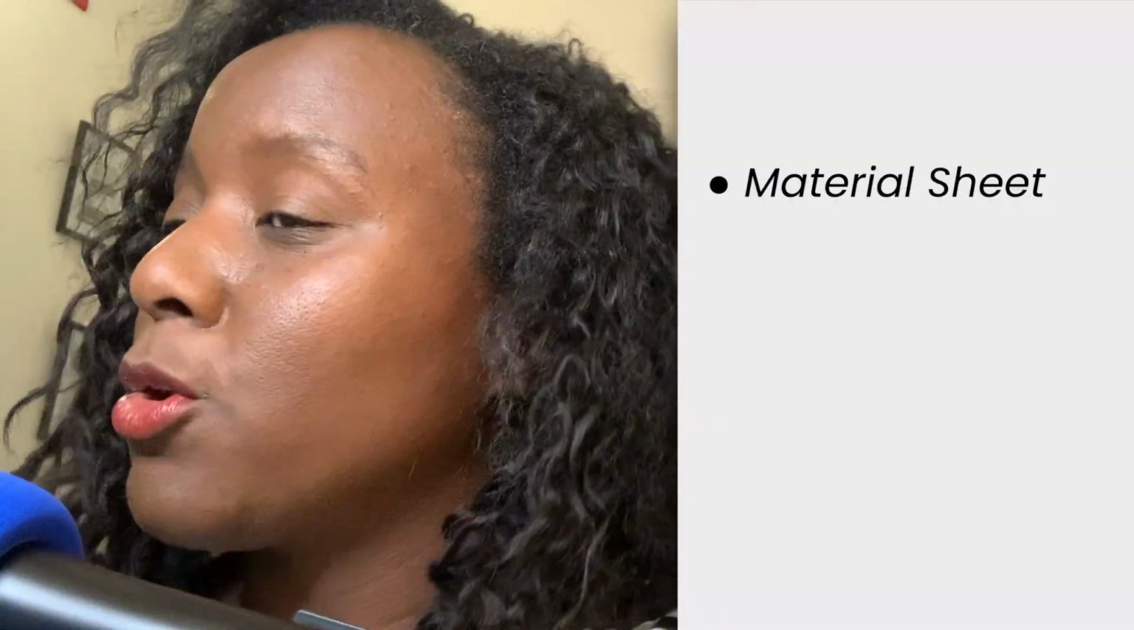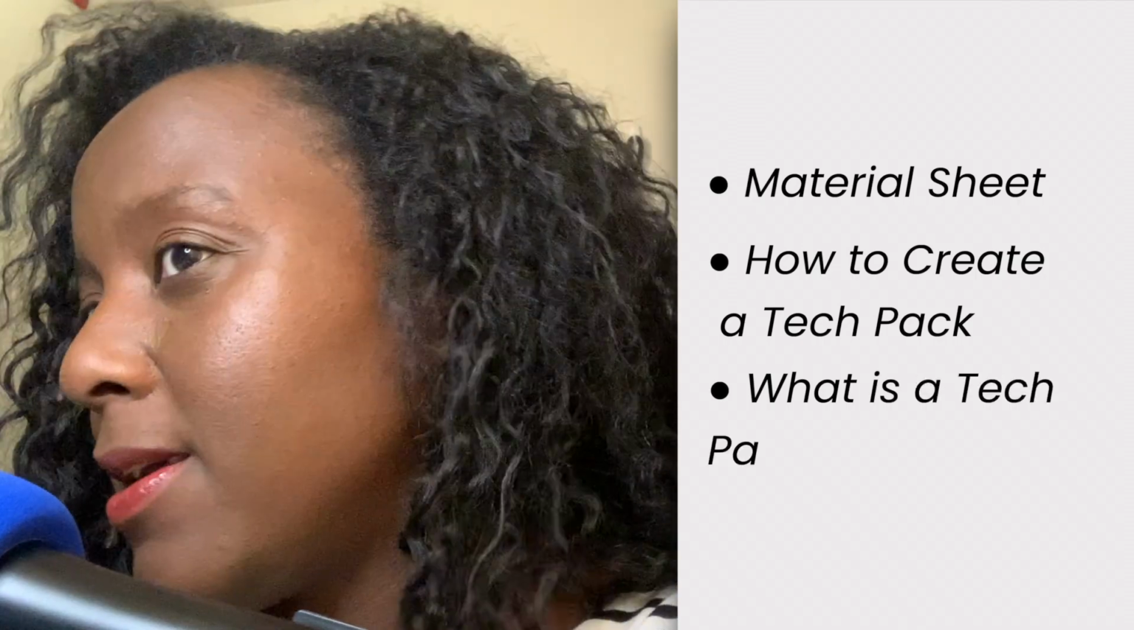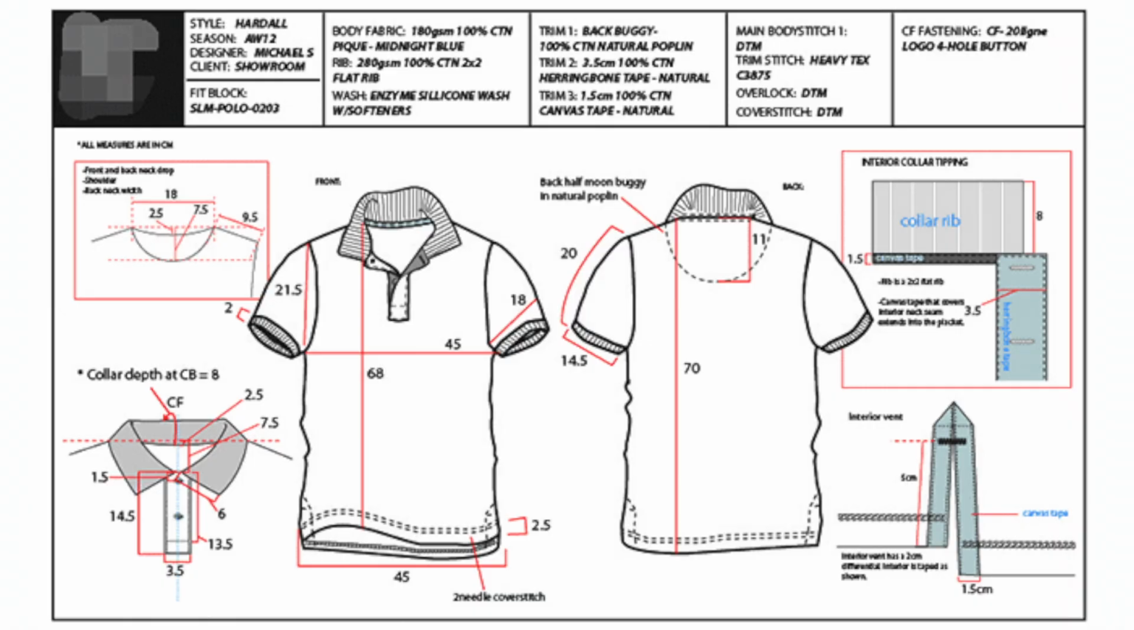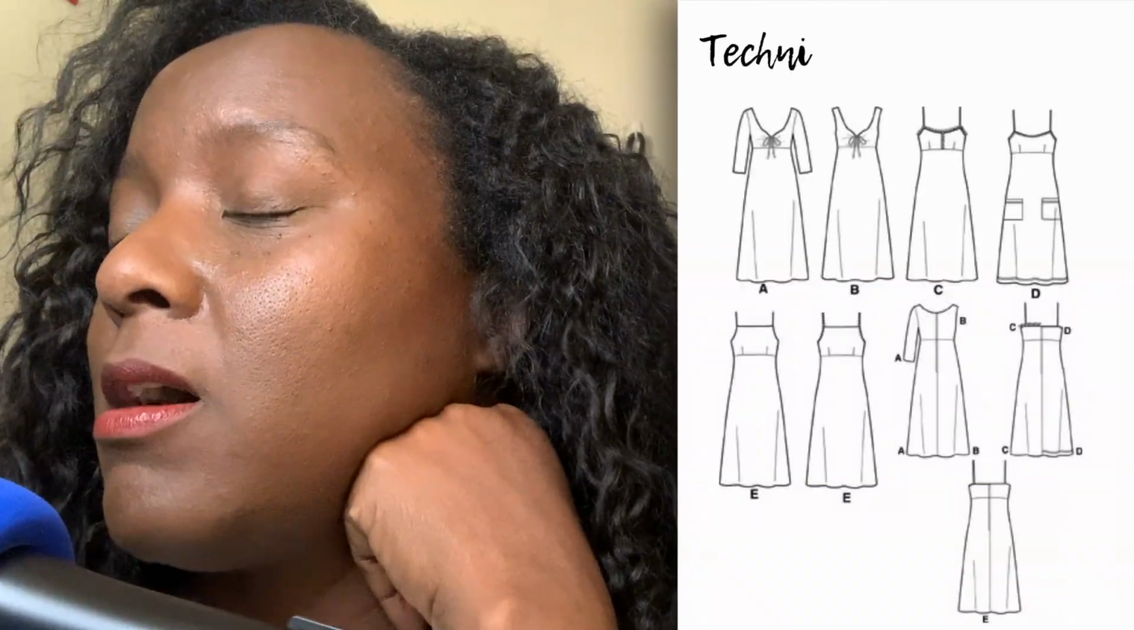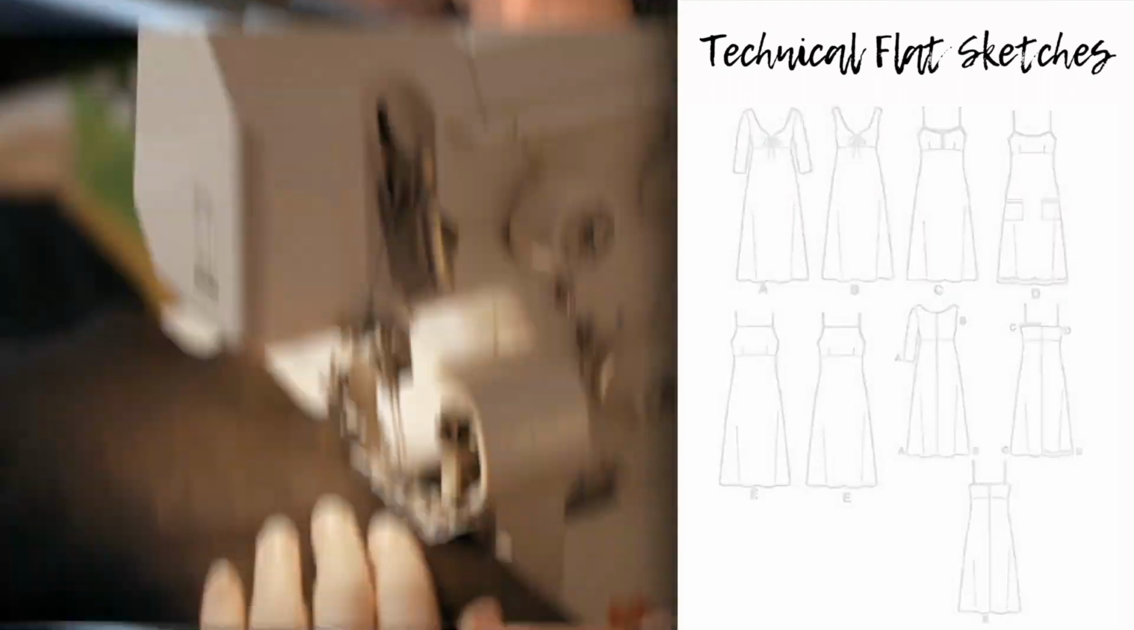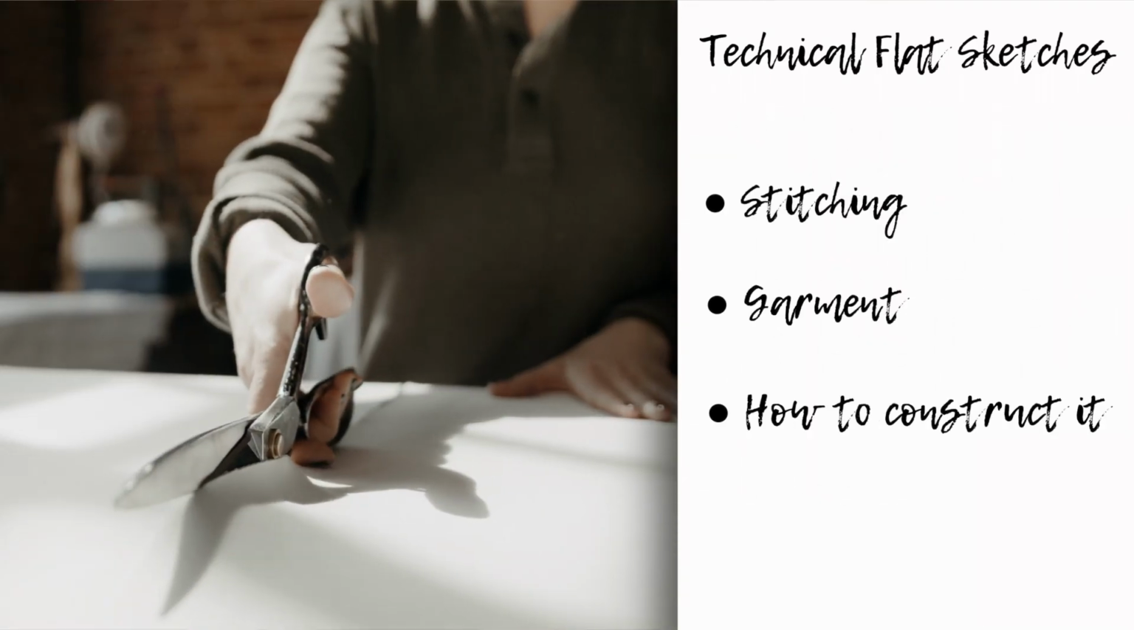So knowing how to create a bill of material sheet, how to create tech packs, and what a tech pack is. A tech pack is really called a technical package, and it is your blueprint to the factory of how to make this sample. It has technical flat sketches, which actually show the stitching and garment, how to construct it. Everything is in your tech pack. Right. So when you go to a factory, the first thing they're going to look at is, do you have a tech pack? That will give them a clue that you know what you're doing.